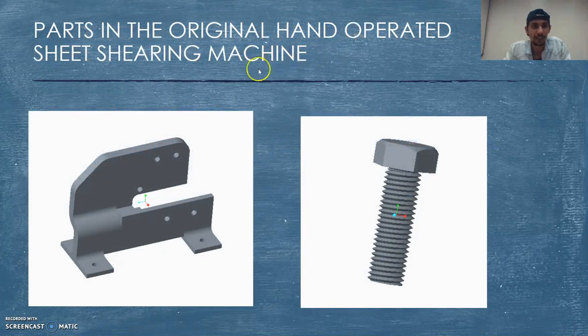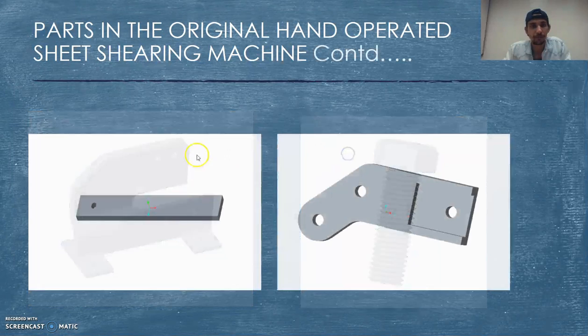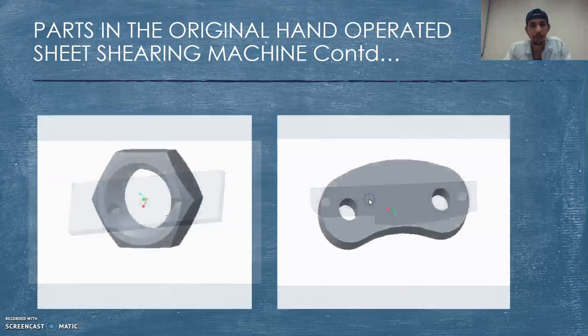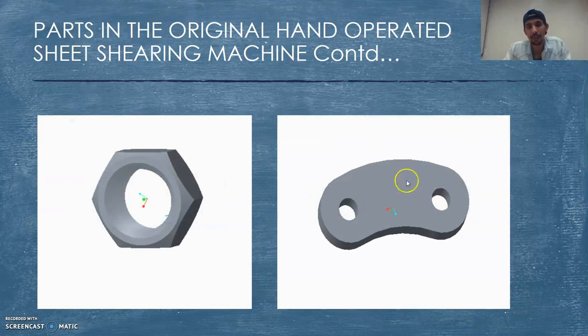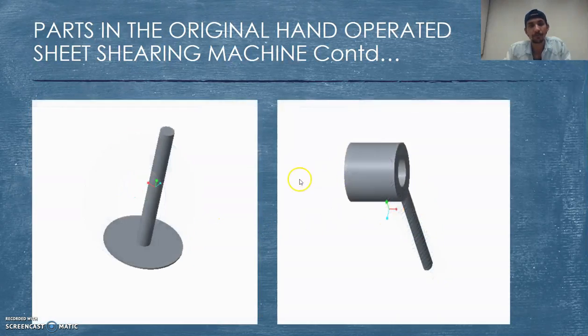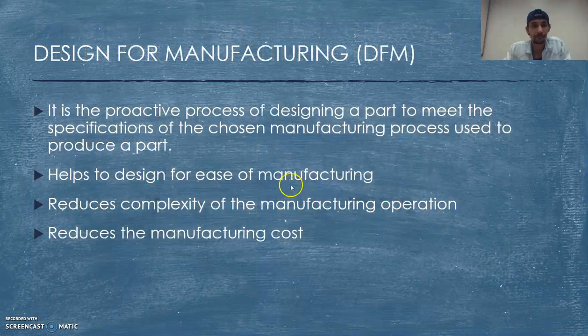So these are the parts in the shearing machine. This is the body frame, this is the bolt, this is the handle, and this is the handle support. This is the lower shear blade, this is the upper shear blade, nut, blade support. This is the washer, this is the bolt for the safety stop. So these are the two parts that make the safety stop. This is the lower part, this is the upper part.